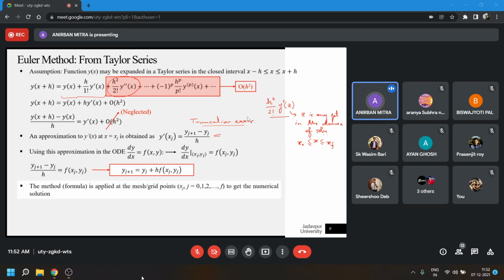It's a very simple formula. In fact, it's a very simple technique, and it can be applied to the different mesh or grid points, that is xj, j going from 0 to f, to get the numerical solution like this. So first you obtain y1, which will be y0 plus h f of x0, y0, then y2, then y3, like that you go up to yf. So that is basically the Euler method.